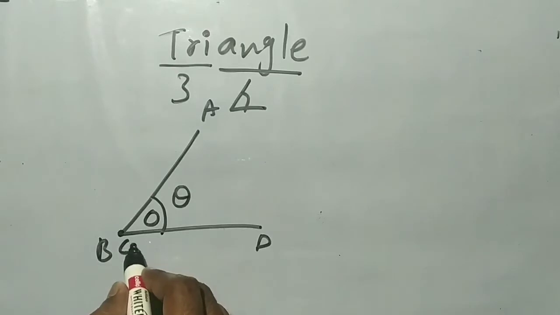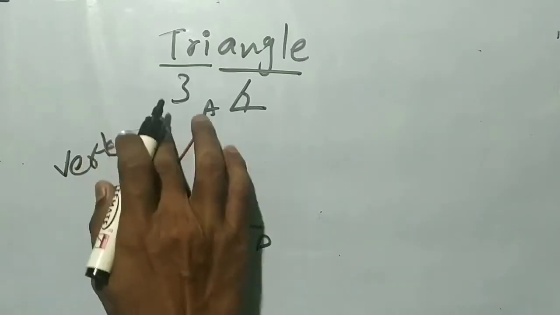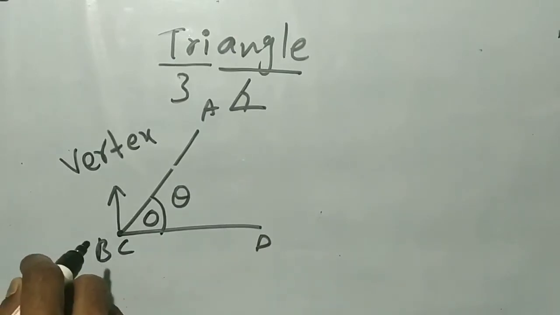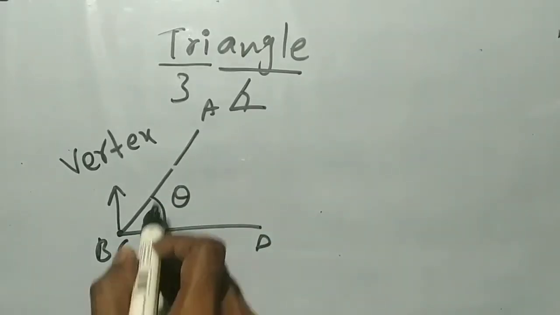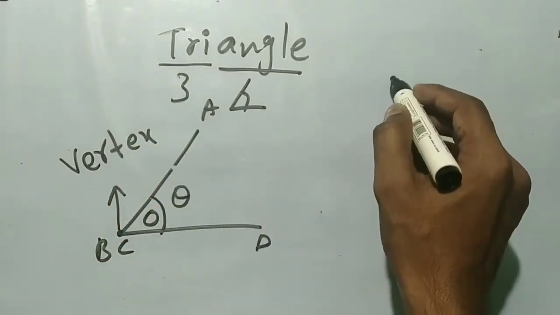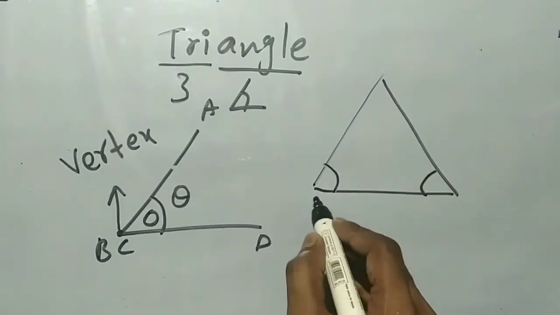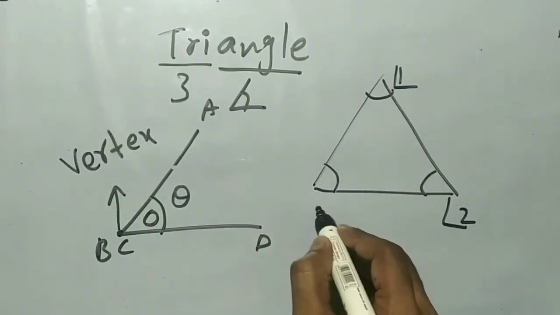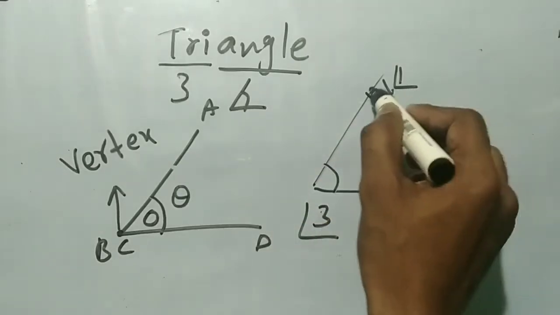That common end point is nothing but a vertex. So at every vertex, angles are formed. When there are 3 angles in a shape, it is called a triangle: angle 1, angle 2, angle 3. So it forms a triangle, consisting of 3 angles.